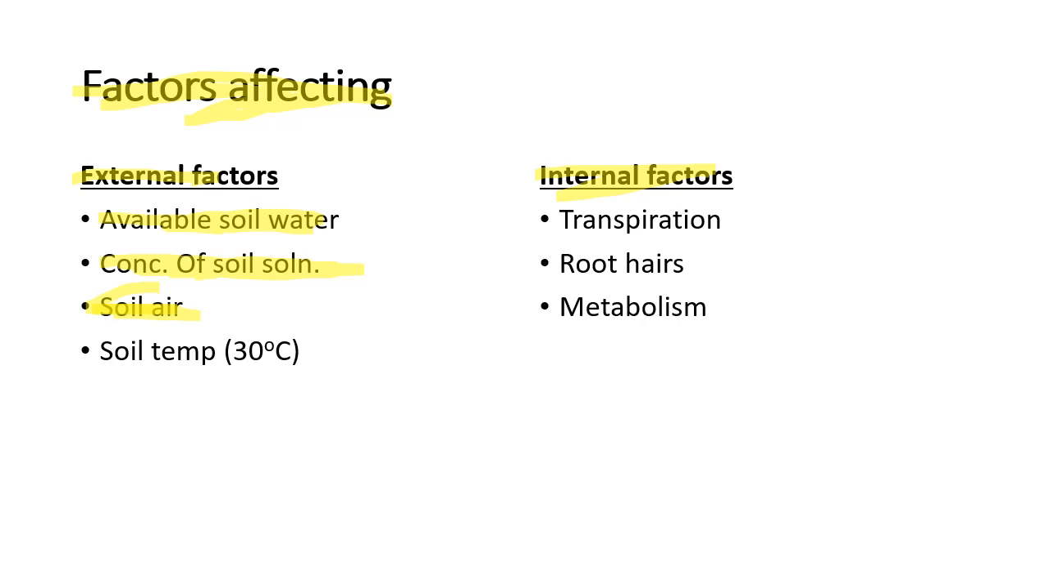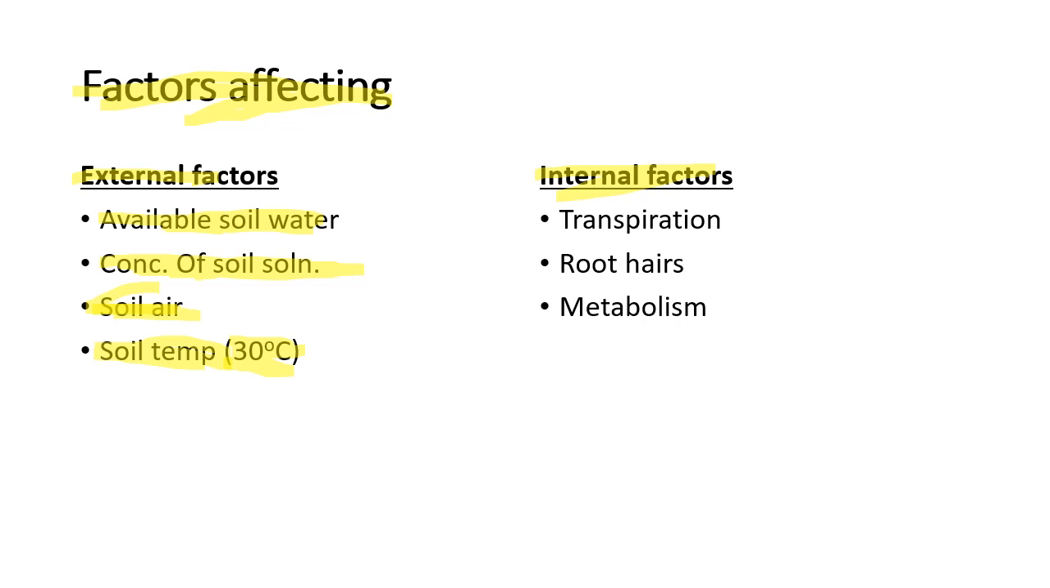And your fourth one will be the soil temperature. So water absorption is at its maximum efficiency when the temperature increases up to 30 degrees Celsius on an average. But if the soil temperature is too high, or too low, about 0 degrees Celsius, then the water absorption will be severely hampered.